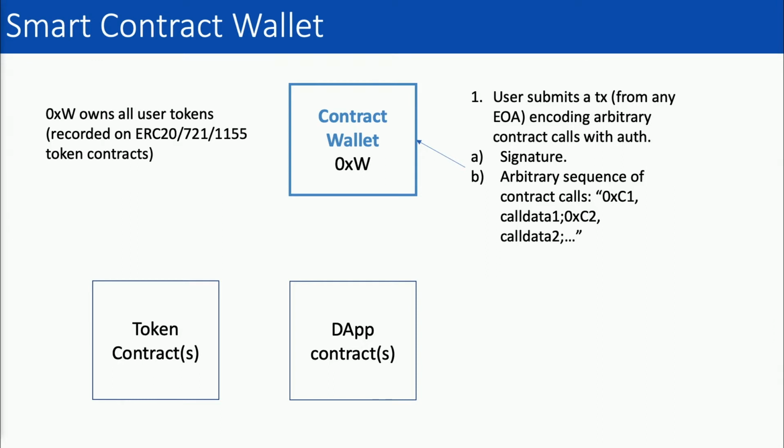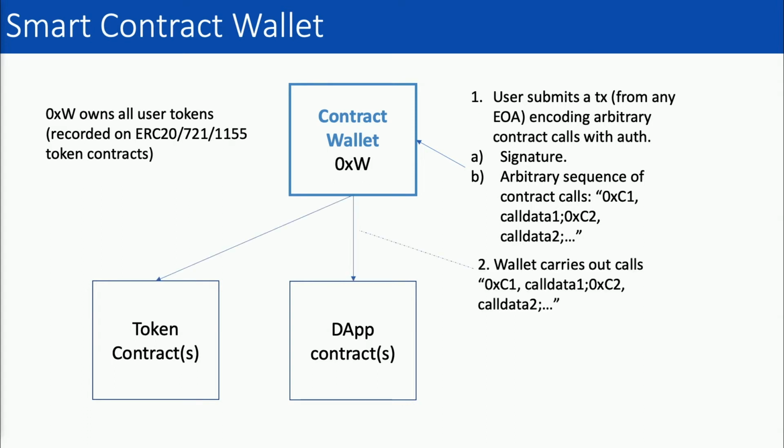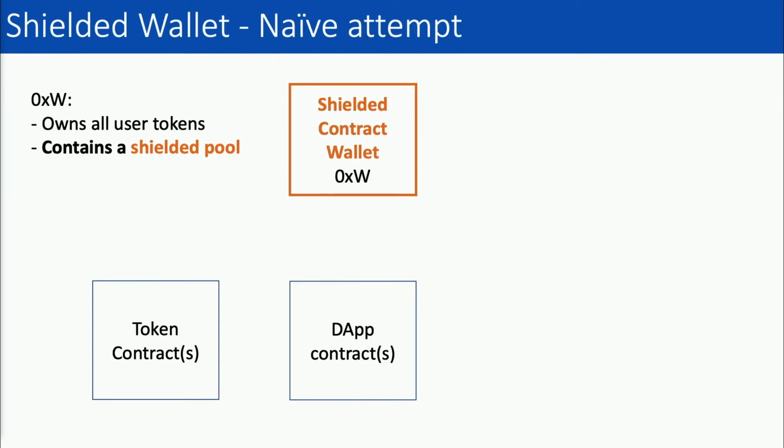So the user will submit usually some type of authentication, like a signature that the wallet will verify, and an arbitrary sequence of calls. And the wallet simply verifies the signature and executes those sequences of calls on behalf of the user. Very simple. Now let's do them together. Let's put the shielded pool and the smart contract wallet in the same contract.